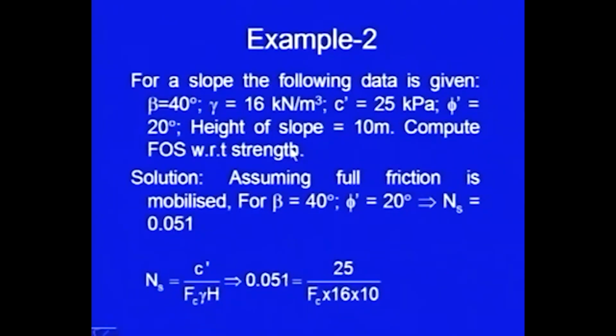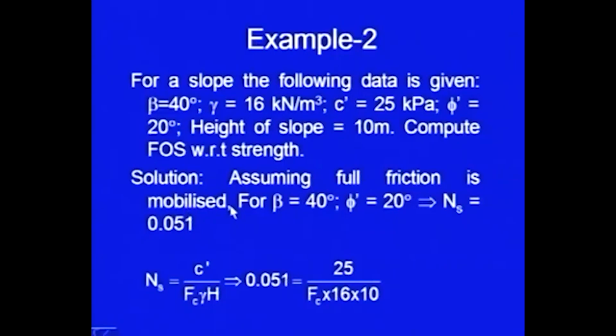With respect to strength means, if you remember just now we discussed Fs. Fs is that value of F where Fc and Fphi both are equal. So, let us first assume full friction is mobilized. This is our first trial. We assume that the full friction is mobilized. So, for beta equal to 40 degree, phi dash equal to 20 degree.